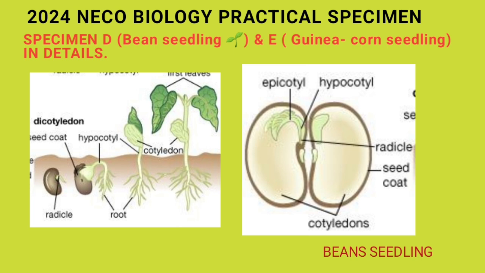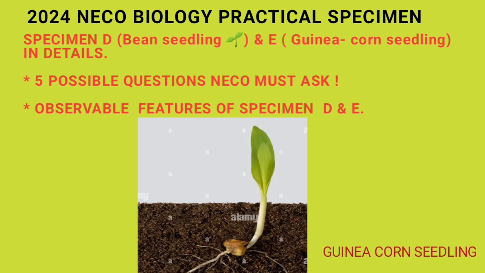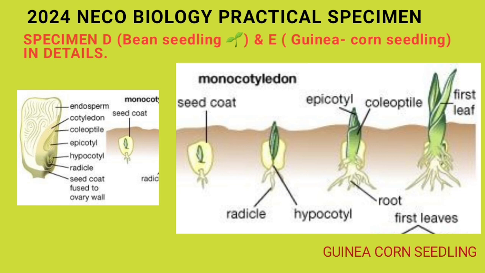You get now? Because of this type of germination, that is why I said in specimen E, under the seedling, you tell them the seedling is Guinea corn seedling. And if they ask you what type of germination, you tell them it is hypogeal. Now, if they ask you the reason why it is hypogeal, you just simply define hypogeal germination. And what is that? What is hypogeal germination? It is a type of germination in which the cotyledon remains inside the soil. It does not come out or grow above the soil. Meaning that it is not raised by the hypocotyl, but rather it is inside the soil.